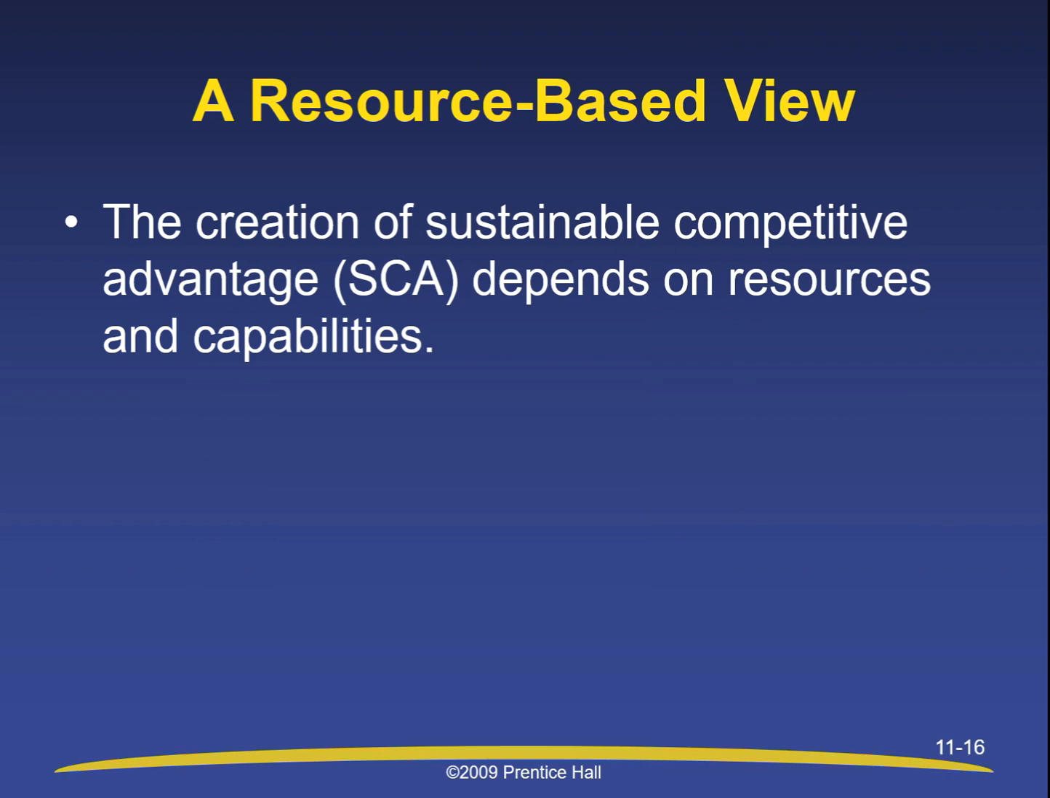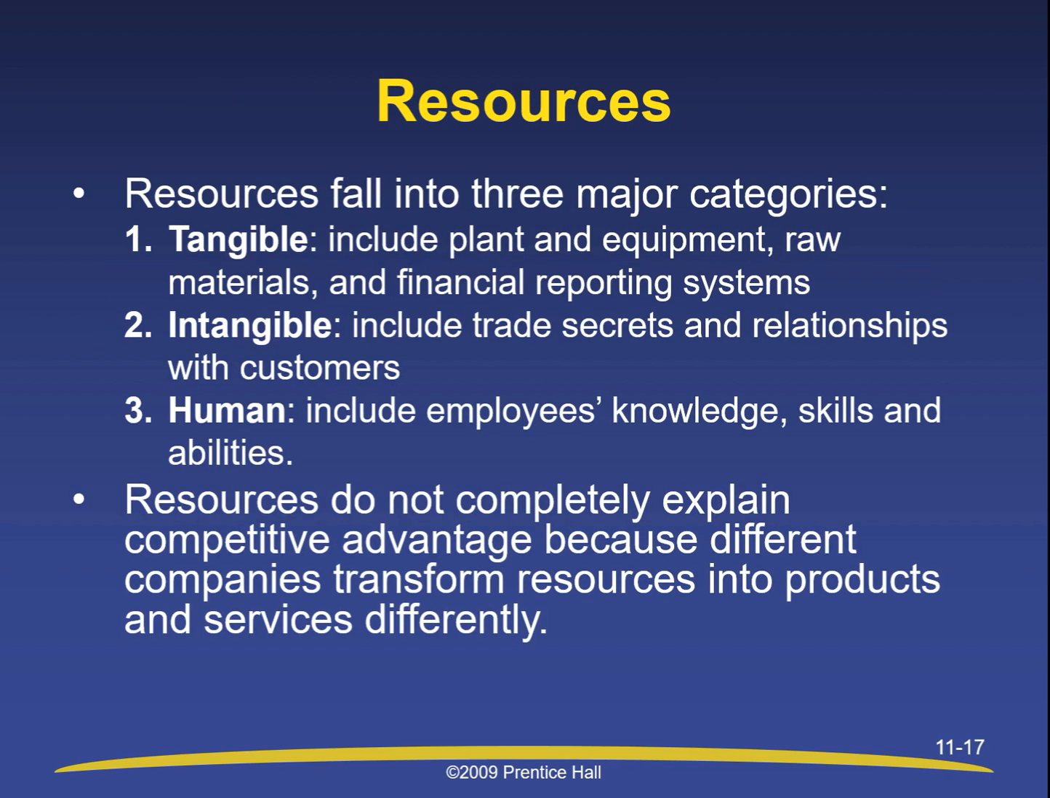A resource-based view. The creation of sustainable competitive advantage (CSA) depends on resources and capabilities. Resources fall into three major categories. Number one is tangible. This includes plant and equipment, raw materials, and financial reporting systems. Number two is intangible. This includes trade secrets and relationships with customers. Number three is human. This includes employees' knowledge, skills, and abilities.